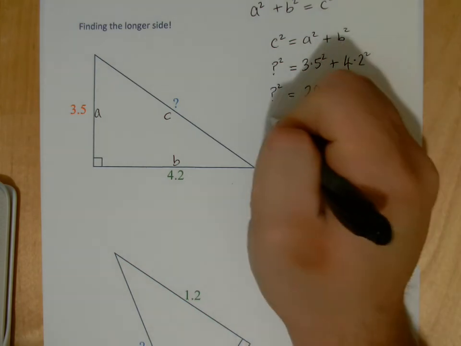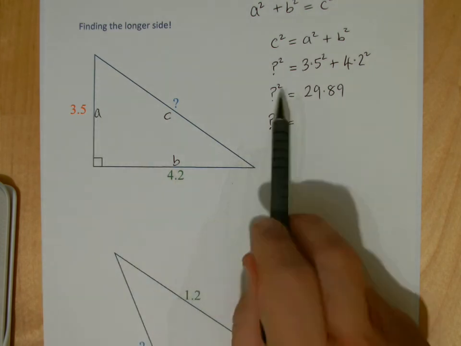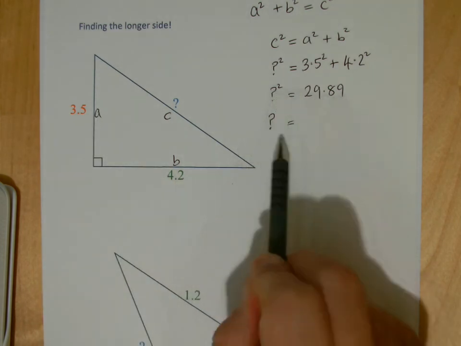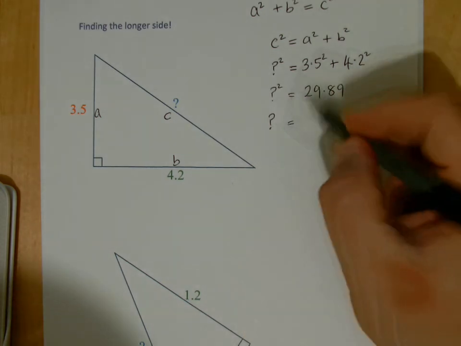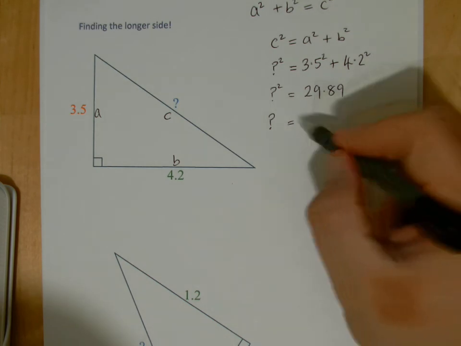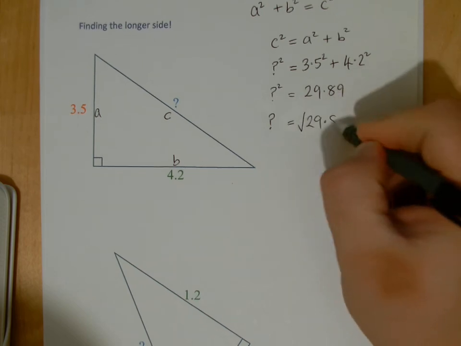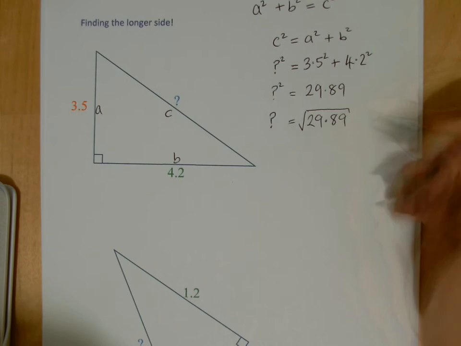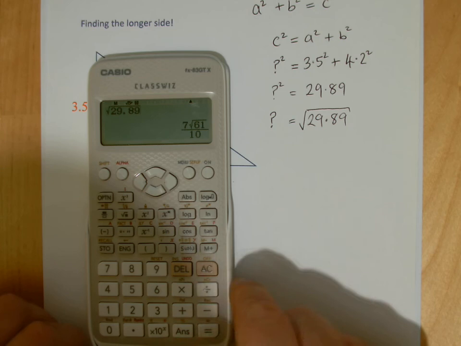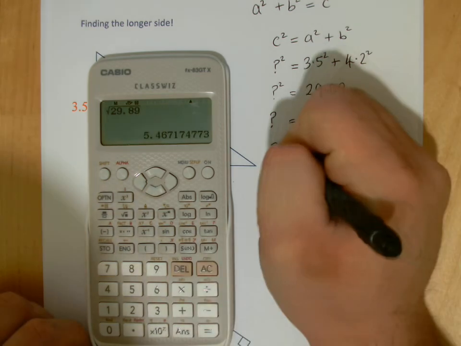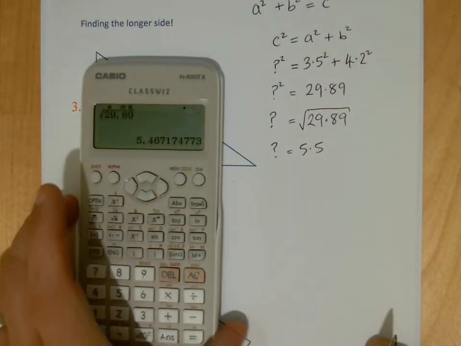So the question is, how do I work out what question mark actually is, what that side actually is? We know the square of it is 29.89, so how do I work out the root of that number? Essentially, we're going to have to square root it, because when we take the square, we do the opposite, the square root. So we do square root of 29.89. We get our calculator, type that in, press the SD, and we get 5.5, to one decimal place.